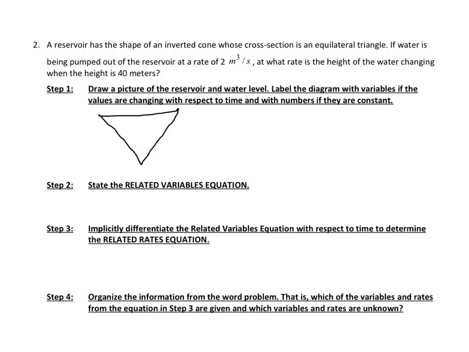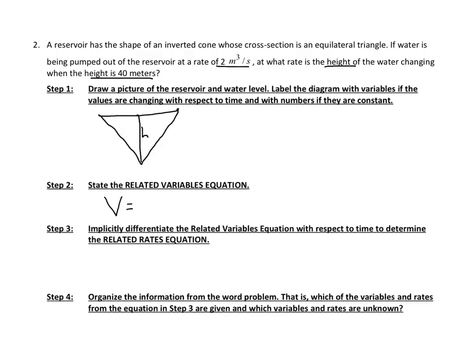And it mentions that the water is being pumped out of the reservoir at 2 meters cubed per second. And we've got the height of the water when the height is 40. So because it talks about water dripping out of this reservoir, I know I'm thinking about volume. So I want to think about what would be needed in a volume. It also mentioned height. So I can go ahead and label that.